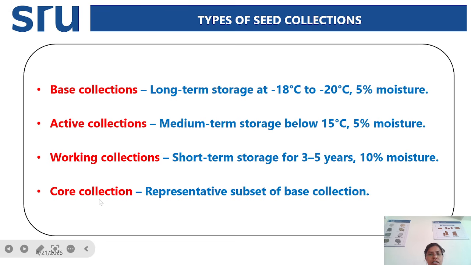And next is core collections. This core collection is a subset of the base collections, and the term core collection was given by Sir Otto Frankel. Generally, this core collection is a large collection. So based on the storability, the collections are of four types: base collection, active collection, working collections, and core collections. These working collections are mostly used in the breeding programs by the breeders, and the base collection is mostly used for the regeneration purpose. So these are the different types of seed collections.